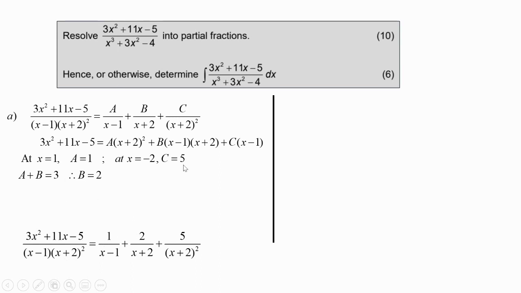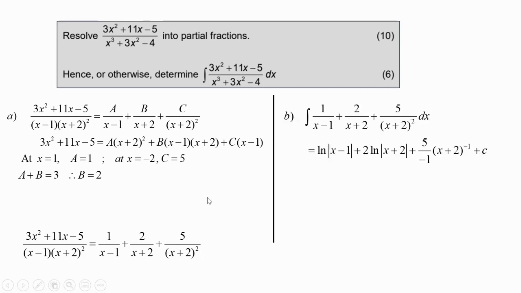Hence or otherwise, determine this dx, which is that. So what have we got? We've got this one dx. This part over here is obviously a straightforward linear, so that's ln |x minus 1| plus 2 times a nice linear, ln |x plus 2|. And this one over here, you don't try and make up something and make it ln of (x plus 2) squared.